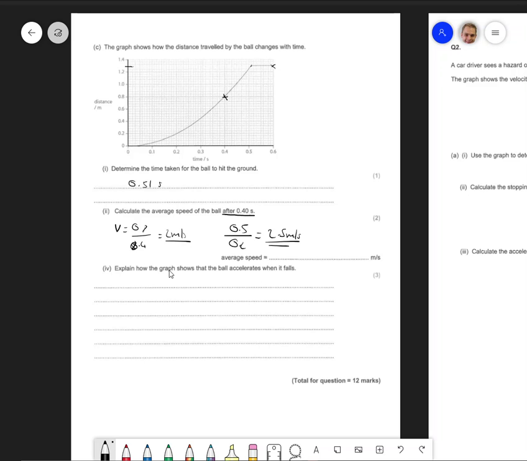So, explain how the graph shows that the ball accelerates when it falls. These are the key points you need to be talking about. The first thing is what does this graph show? It's a distance-time graph. In a distance-time graph, the gradient is the speed. The gradient is increasing, which therefore means that the speed is increasing.